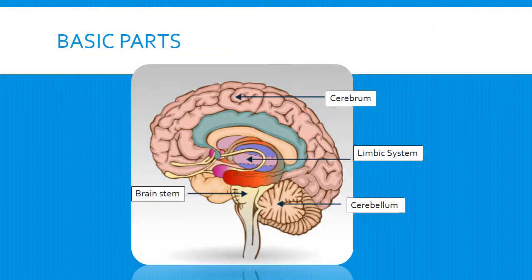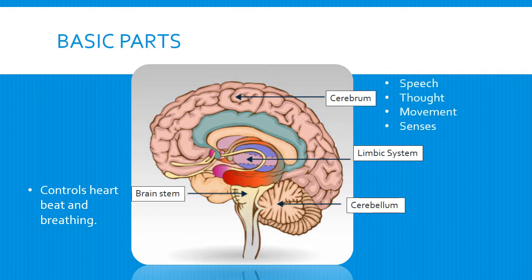We'll start with basic parts of the brain, which is the brainstem, the cerebrum, the limbic system, and the cerebellum. The function of the brainstem is to control your heartbeat and your breathing. The function of the cerebrum is your speech, your thought, your movement, and your sensory impulses.